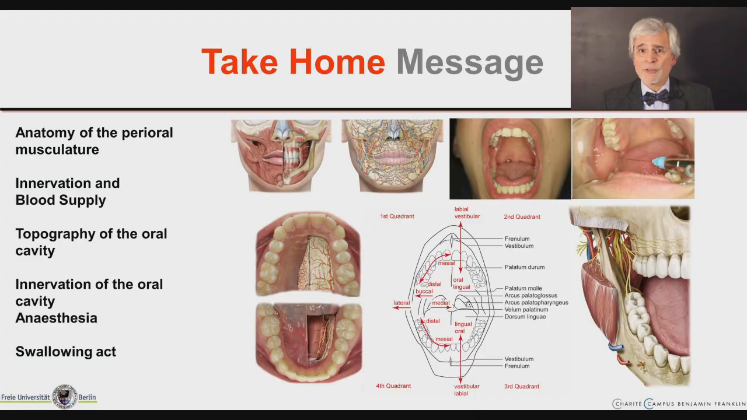Now we are done, and we can now come to the take-home message. We have discussed the anatomy of the perioral muscles in detail, also their innervation and blood supply. And in a second run-through, we reviewed everything together, as there are muscles, blood vessels and nerves in their spatial arrangement. And finally, we reviewed the localization of the anesthetic block of the inferior alveolar nerve. And at the very end, the swallowing act. And with that, I thank you for your kind attention.